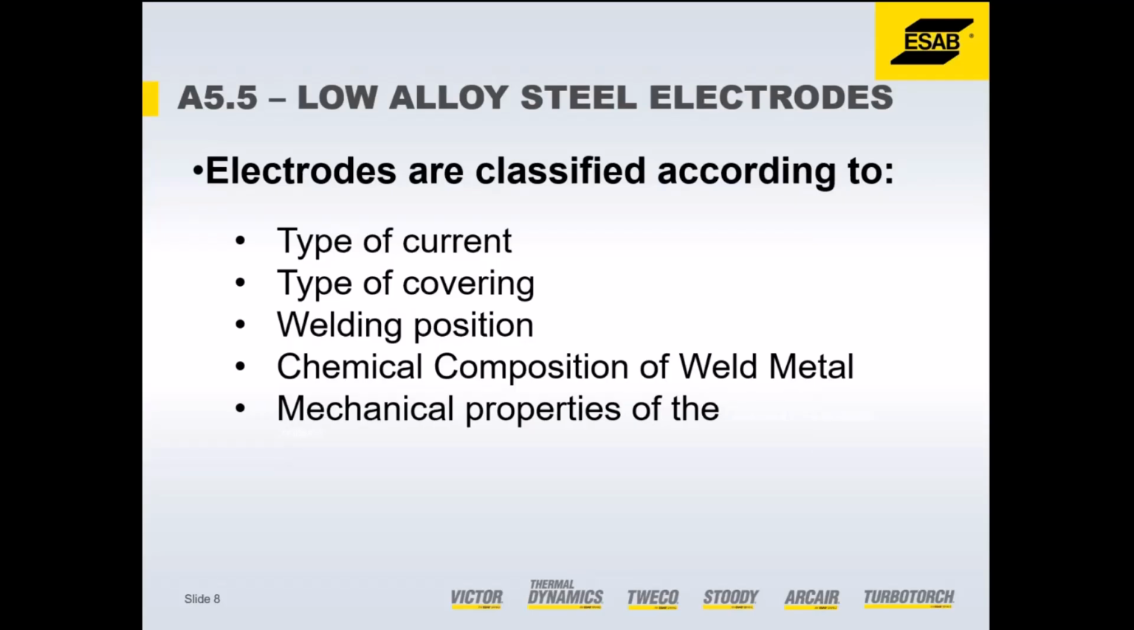A5.5 is very similar to A5.1, just with different materials. The electrodes are still broken down by the current type, the covering, the welding position, but since these are low alloy products, the chemical composition of the weld metal is more tightly controlled. And then, of course, the mechanical properties that are yielded out of the weld metal.